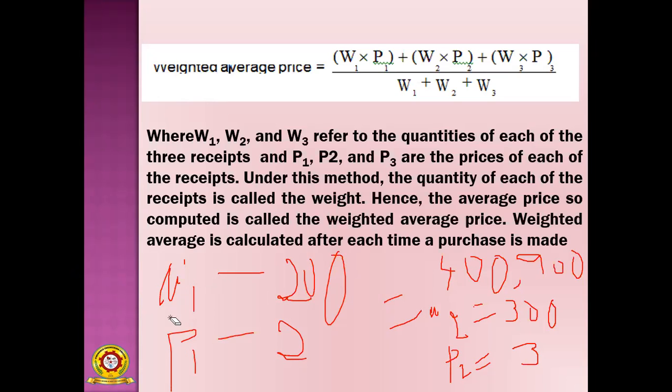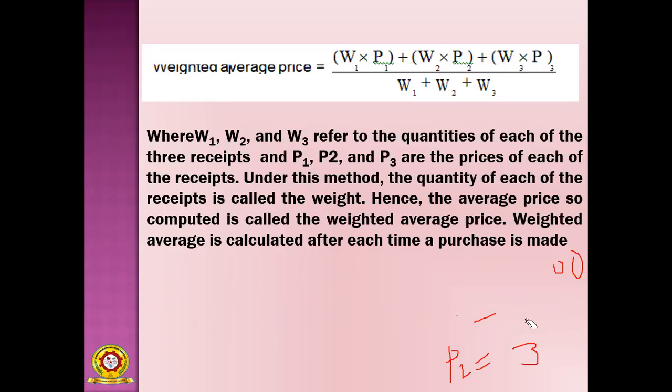So the weighted average is calculated after each time a purchase is made. When you are purchasing some raw material, then you have to consider that one also. So next there is W4, then W4 into P4, and in the bottom also W1 plus W2 plus W3 plus W4, like this. So in this way, you have to calculate the weighted average price for raw materials. So this is about the pricing methods of raw materials.